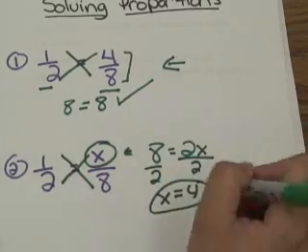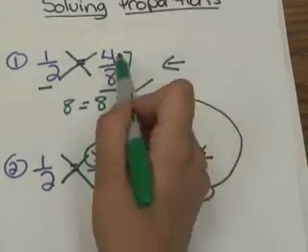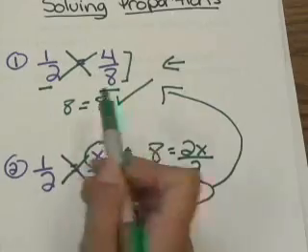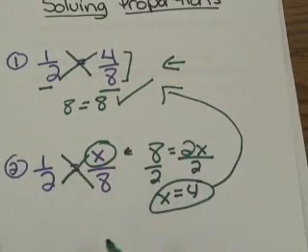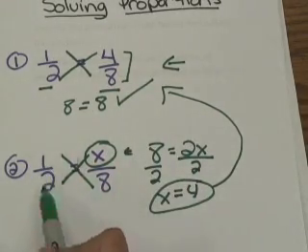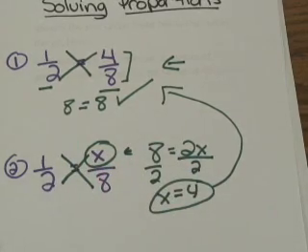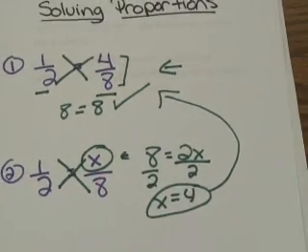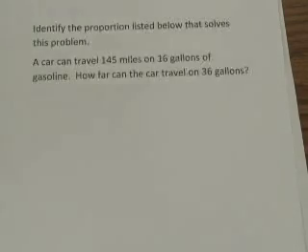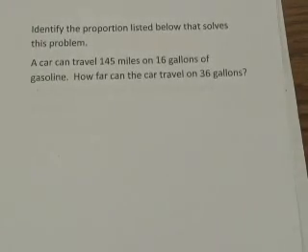And as you can see in the problem we first did, the numerator was 4. That's what made our two ratios equal proportion. So the only way 1/2 can be equal to x over 8 is if x is actually 4. Now let's use this concept to solve word problem proportions.